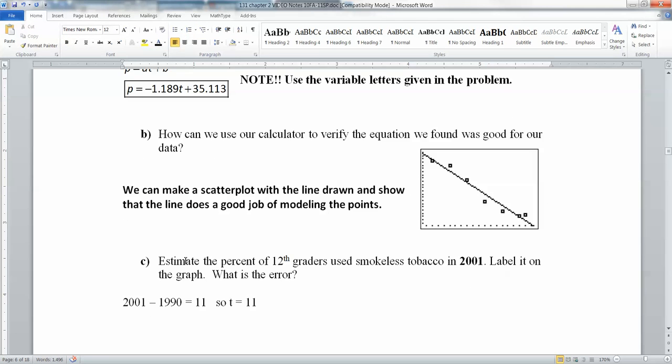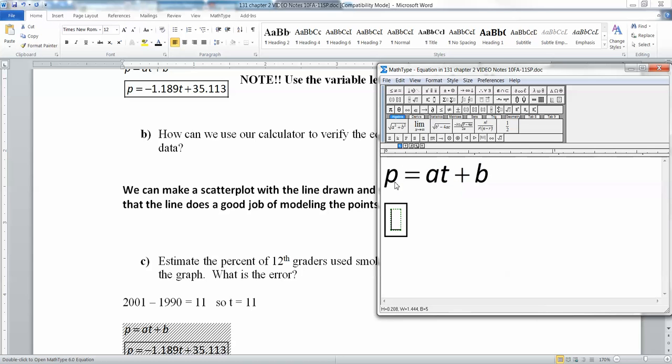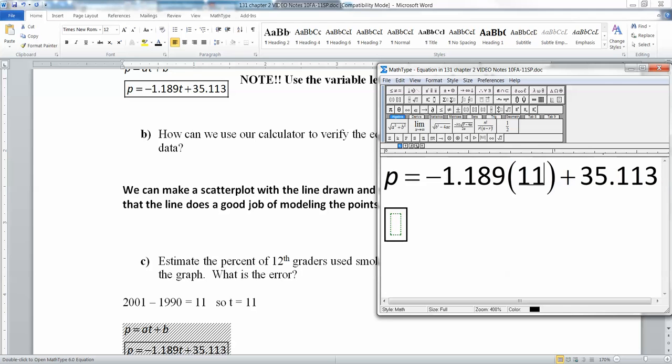So you'd use your model. You'd say, okay, it's negative 1.189 times 11, and then instead of t, you're going to put in 11 because that's the year. And then you use your calculator and find what that is.